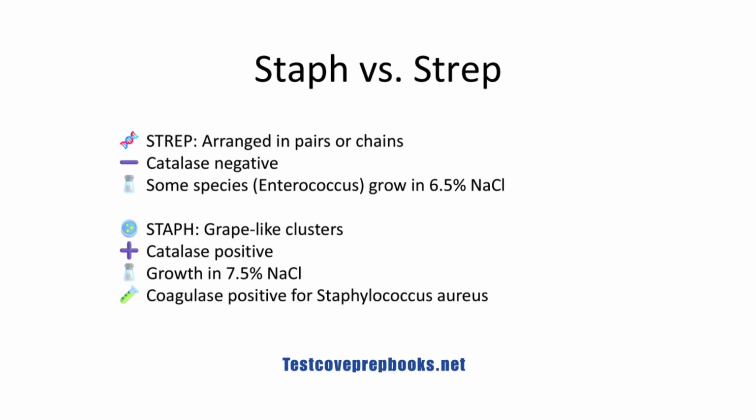Staphylococcus organisms appear in grape-like clusters. They are catalase-positive, producing bubbles with hydrogen peroxide. They can grow in 7.5% sodium chloride. Importantly, Staphylococcus aureus is coagulase positive, which distinguishes it from other staphylococci. This simple framework helps you quickly separate the two major genera in the lab.